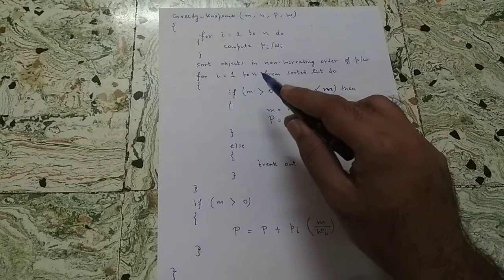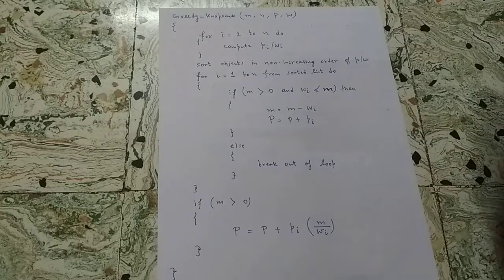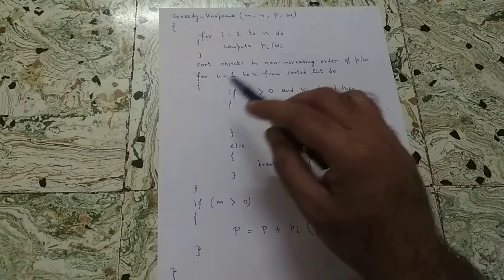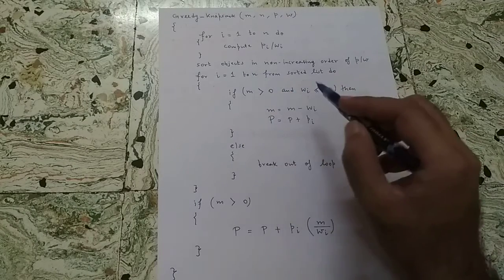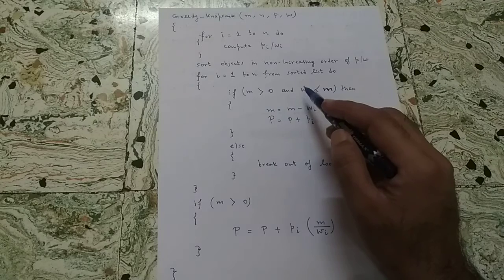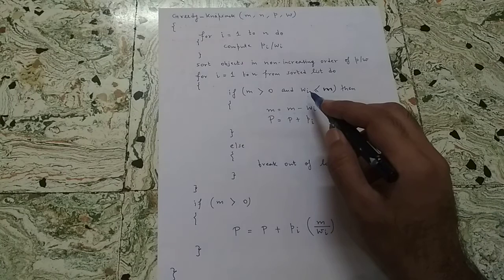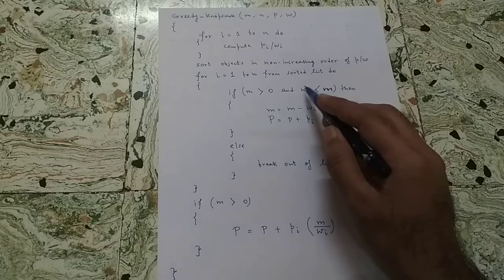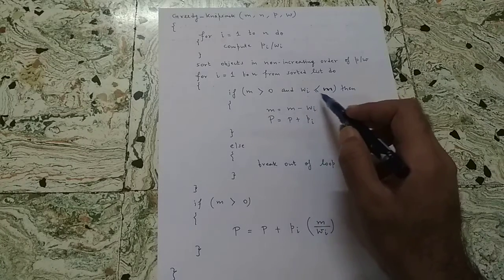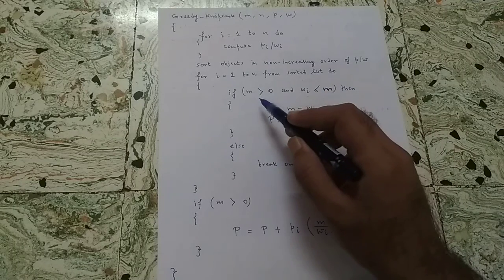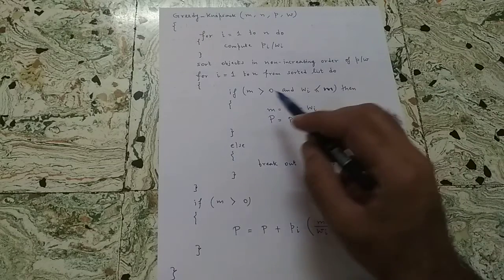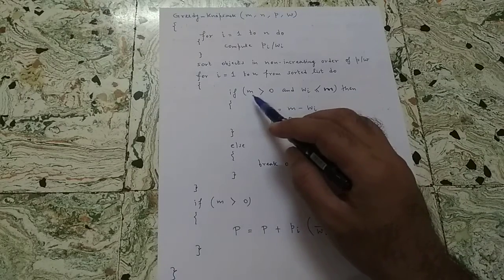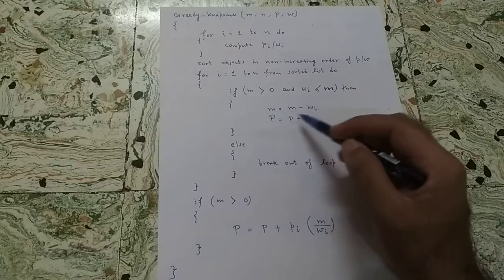So if you have n as 4, that means you have 4 objects given to you, and your loop will run from 1 to 4. You will check for w1. That means when i is equal to 1, this will be w1, the weight of object 1. When i becomes 2, this will be w2, the weight corresponding to object 2. So if the weight of the ith object is less than your knapsack capacity, and there is still some space left in your knapsack, that means its capacity is greater than 0, then you enter the body of the if.